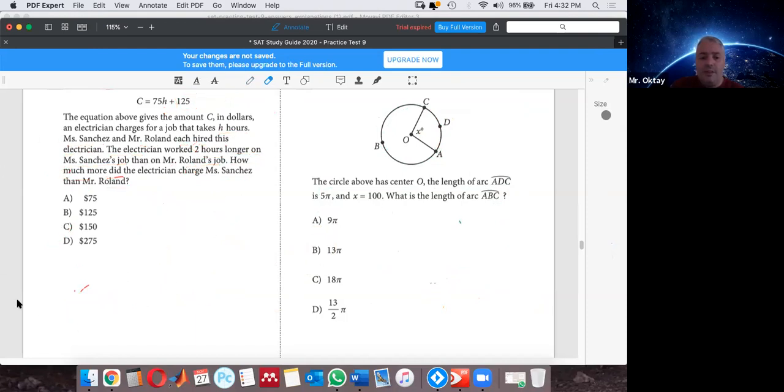Now, think about this. Let me start with this. It says that ADC is 5 pi. I am writing. Look.